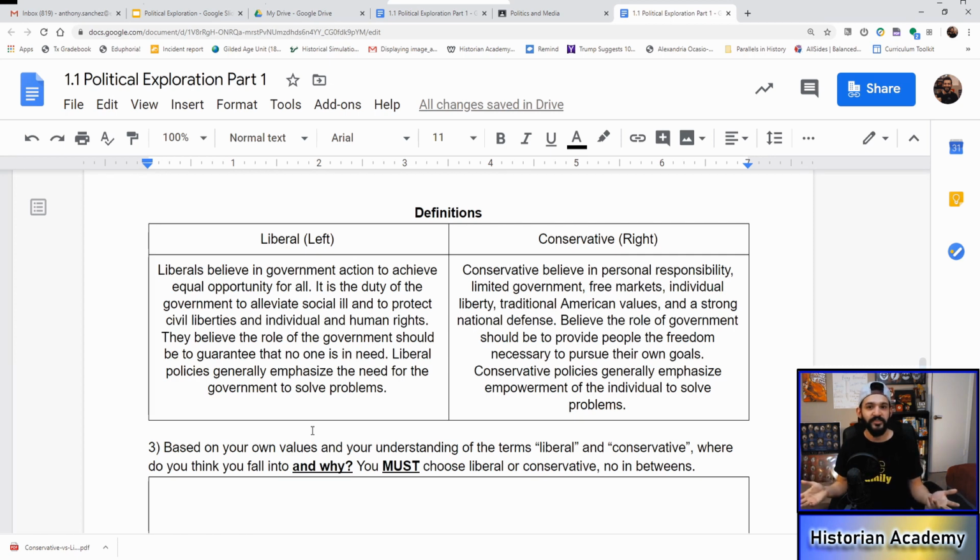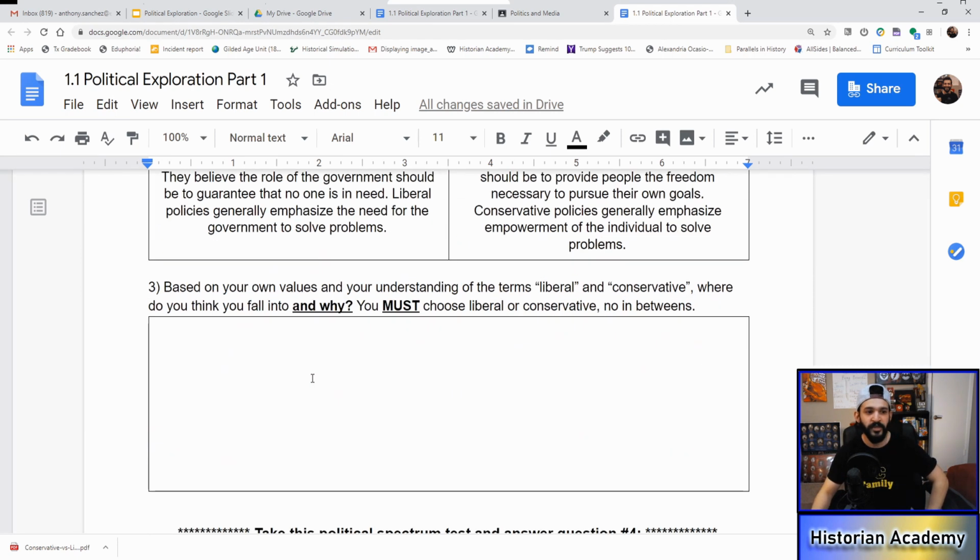So now you have these definitions and you have my explanations or reiteration of it. We're going to go down to number 3. For number 3, it says, based on your own values and your understanding of the terms liberal and conservative, where do you think you fall into and why? You must choose liberal or conservative, no in between. You cannot choose in between.